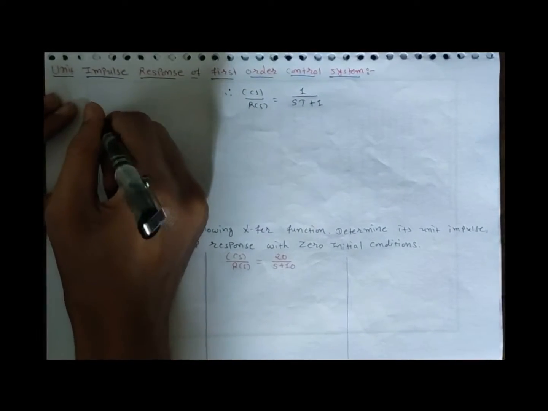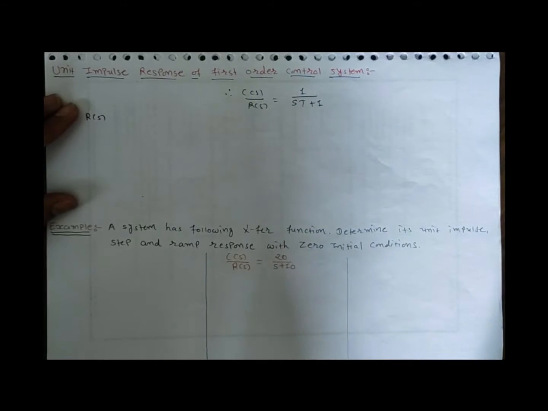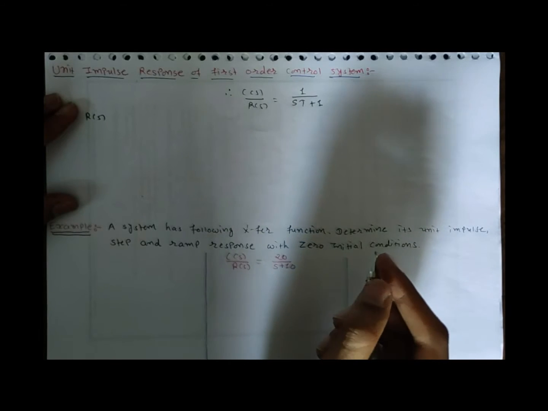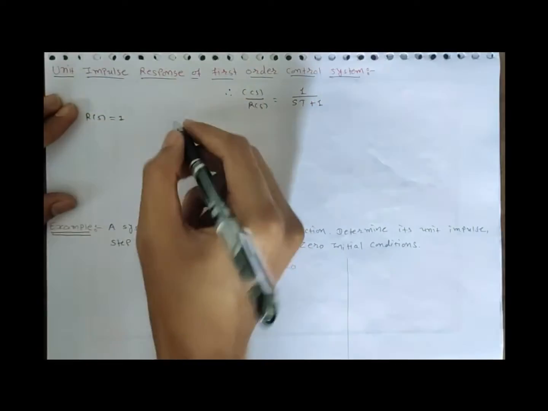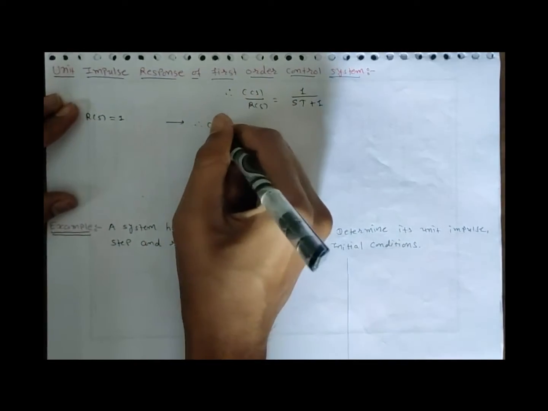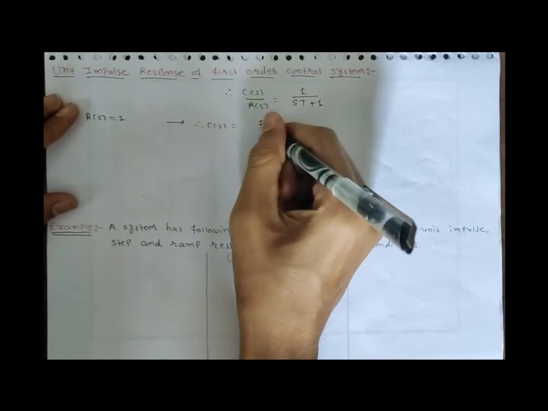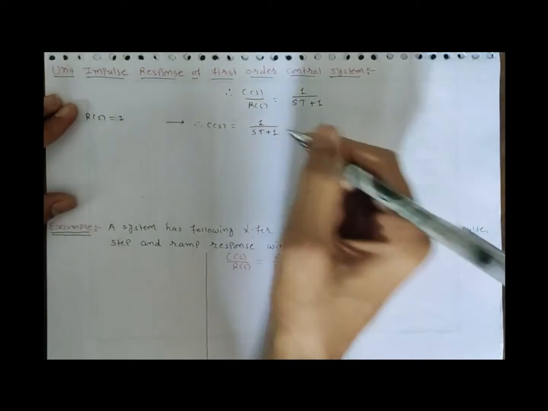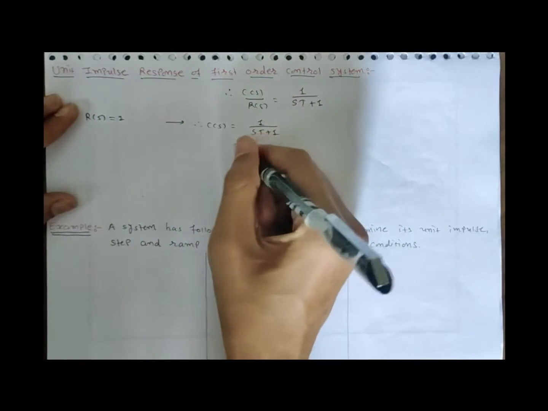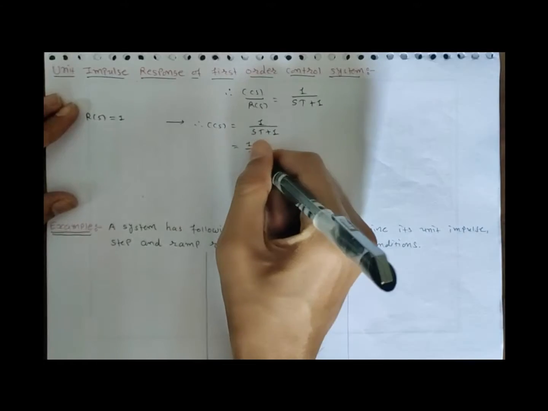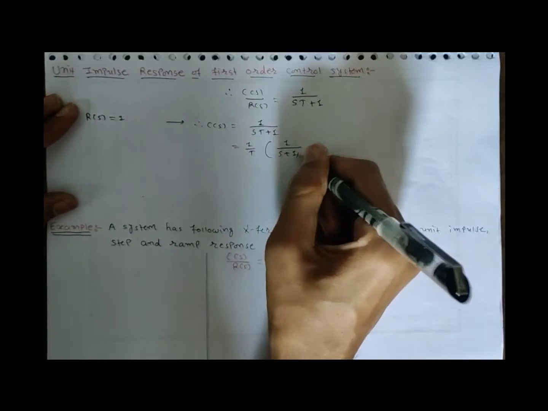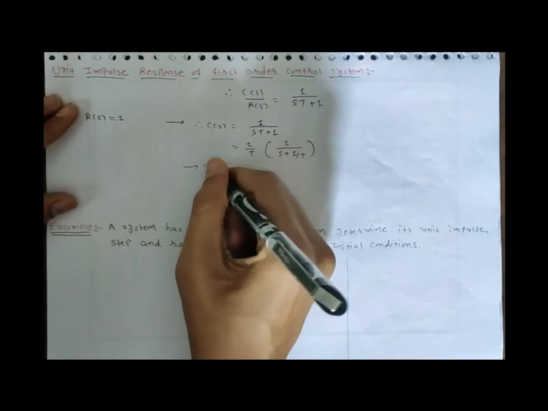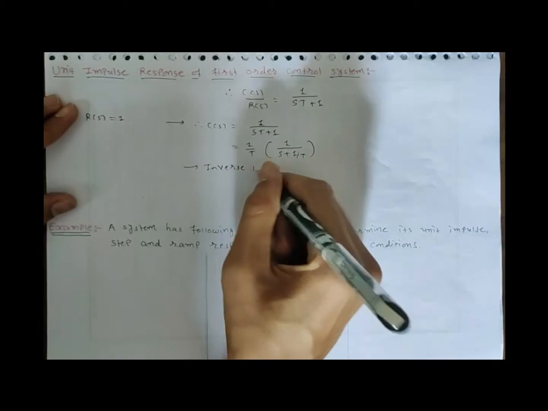Now for the unit impulse response, whenever we give a unit impulse signal as an input to any kind of mathematical model of a system, the value of R(s) is 1. If you put the value of R(s) into this equation, C(s) will be 1 divided by sT plus 1. If you take T common, the equation can be rewritten as 1 by T divided by s plus 1 by T, and then we take the inverse Laplace.